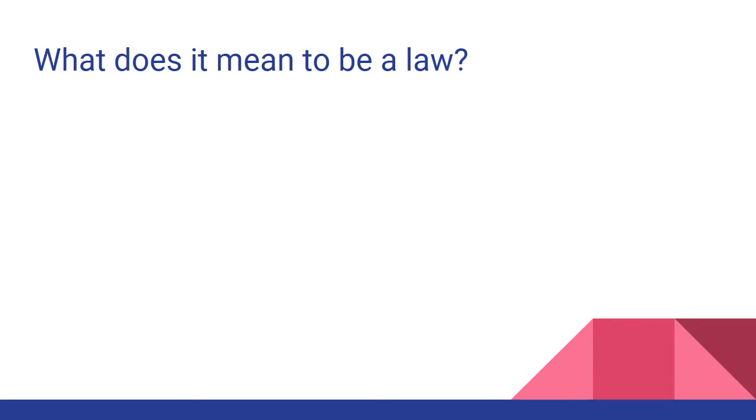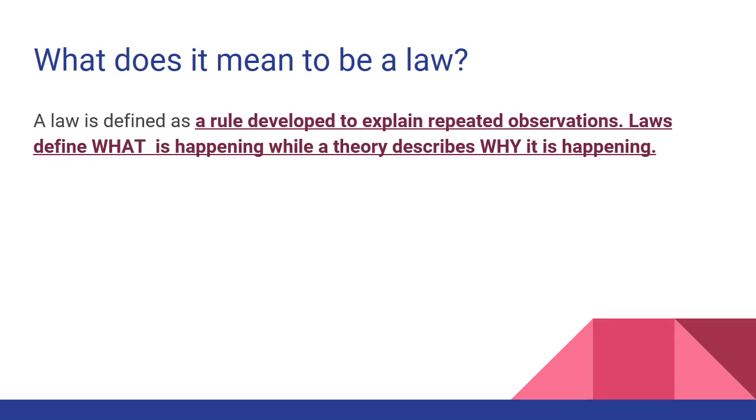First of all, let's talk about what it means to be a law in the scientific sense. A law, when we're talking science, is a rule that has been developed to explain repeated observations. And so they are defining what is happening. This is different from a theory, which describes why something happens.